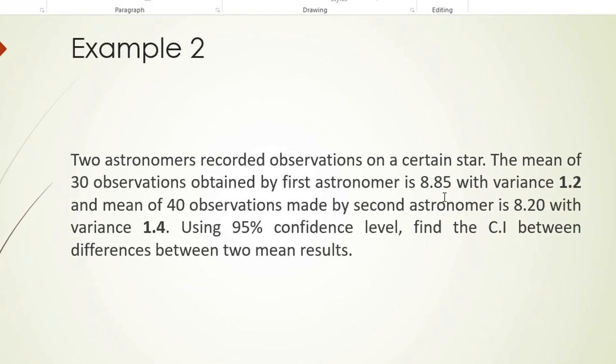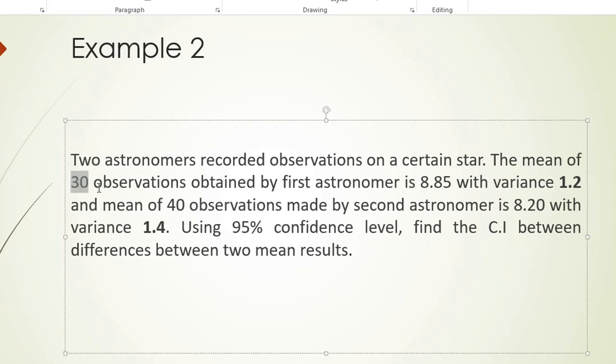Results, but with a little modification. Two astronomers recorded observations on a certain star. The mean of 30 observations obtained by the first astronomer is 8.85 with variance 1.2. Now, what's the difference? When we are discussing sample size, the mean of 30 observations, 30 means we are talking about our sample size. Meanwhile they are talking about their variances. So that means we are talking about unknown population variances.